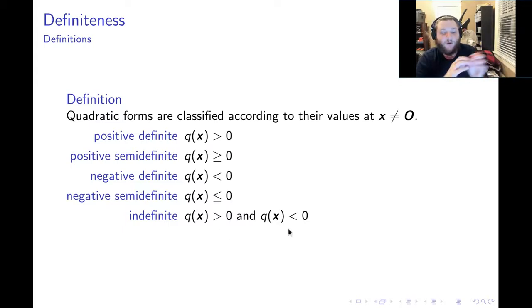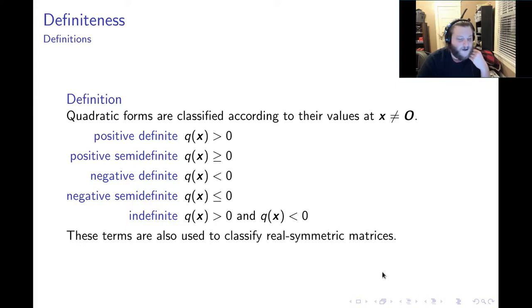So every quadratic form fits into at least one of these 5 categories. One important thing to point out is that everything that is positive definite is also positive semi-definite, and everything that is negative definite is also negative semi-definite. So quadratic forms can fit into more than one of these 5 categories, but they can't fit into all of the 5 categories.